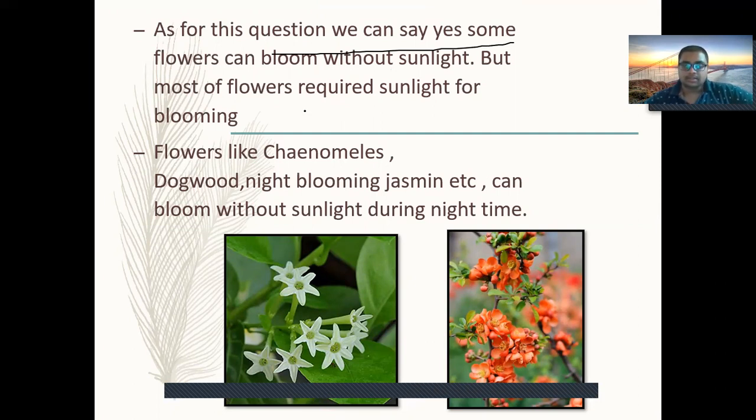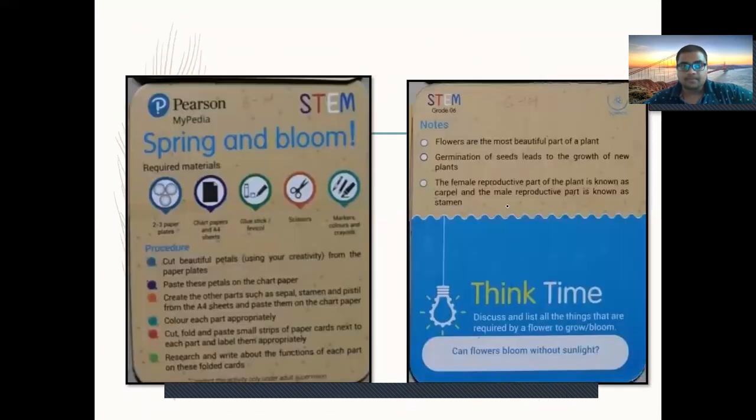Many flowers require sunlight to bloom, and there are many flowers which do not require sunlight to bloom. Flowers like chamomile, dogwood, and night blooming jasmine can bloom without sunlight during night time, and that's their property. It is a characteristic property that makes them distinct from other plants.